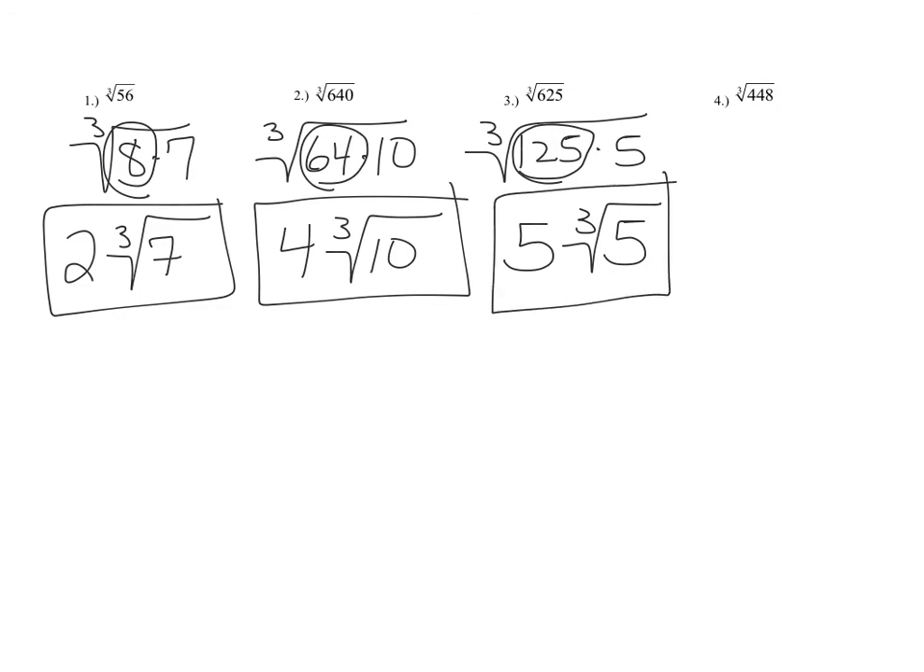Number 4. Go ahead and just start taking 448 and see if you can find a perfect cube, the biggest perfect cube that goes into it. So you should have found 64 is the biggest one that goes into it. So you would get the cube root of 64 times 7. And the cube root of 64 is 4. So you have 4 cube root of 7.